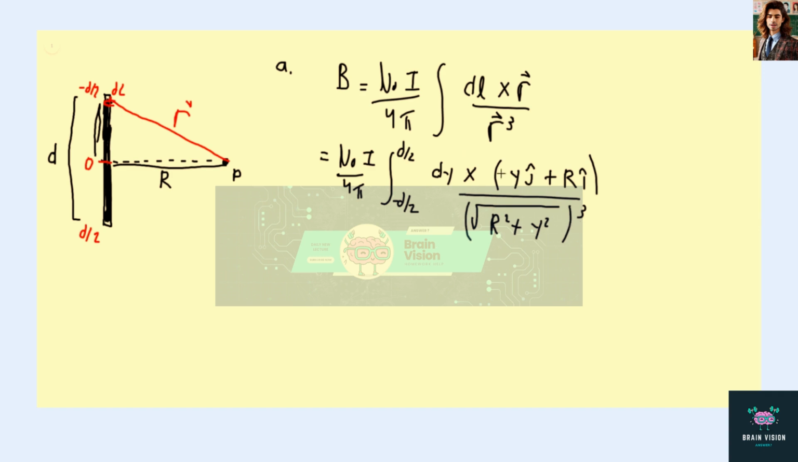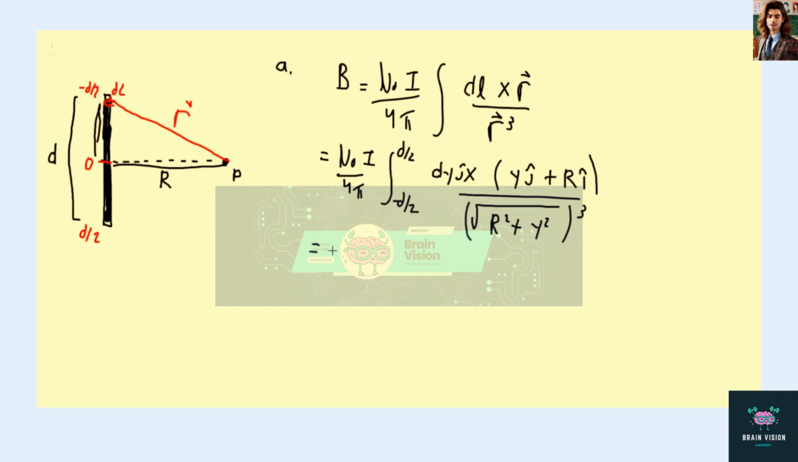Now when we look at this cross product, because we've written it in components, it's a little easier. dy is in the j hat direction, so dy cross y, both in the j hat direction, has an angle between them of 0, and so the cross product is 0. The only thing that gives us a non-zero term is dy cross r. Something in the j hat direction crossed with something in the i hat direction gives us something in the negative k hat direction.